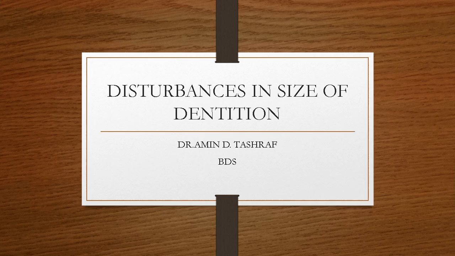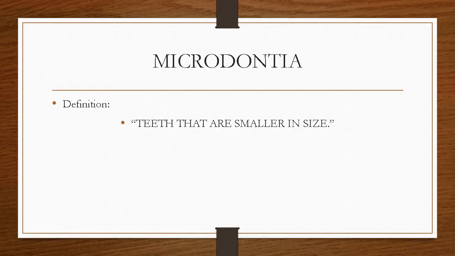Basically, there are two types of defect in the size of dentition. Number one is microdontia and the other one is macrodontia. In this video I'm just going to talk about microdontia, and I'm going to give you every detail about it. First, we're going to talk about the definition of microdontia.